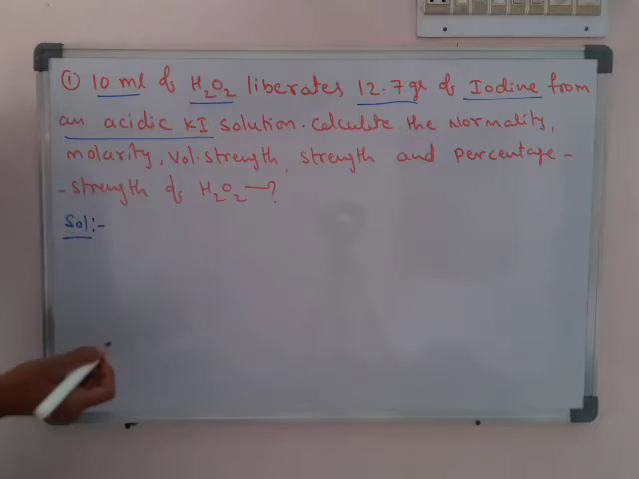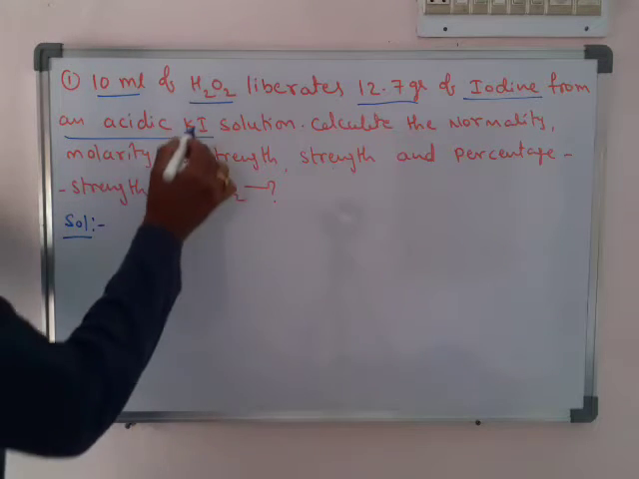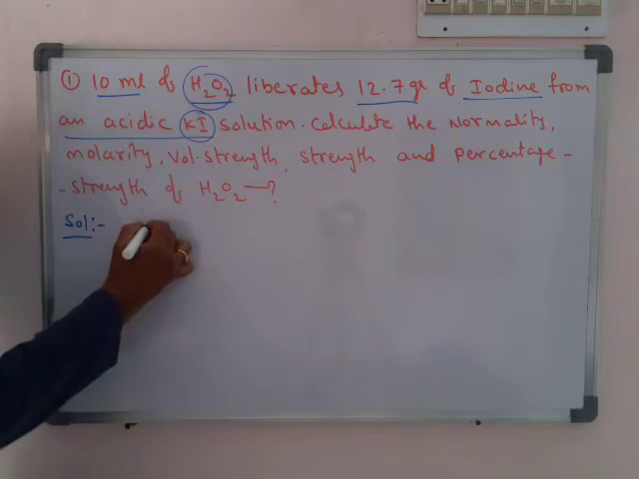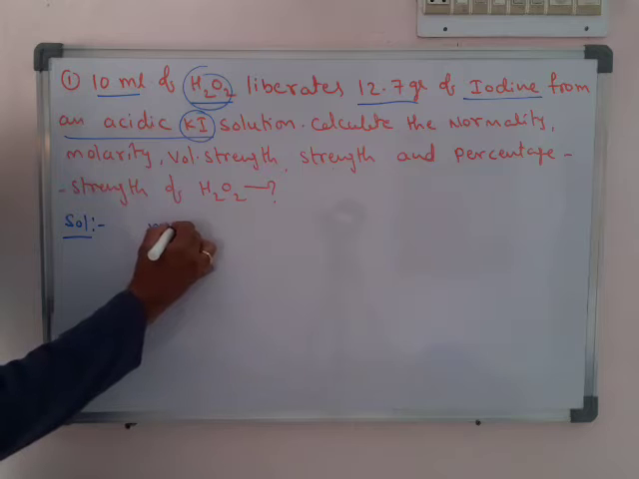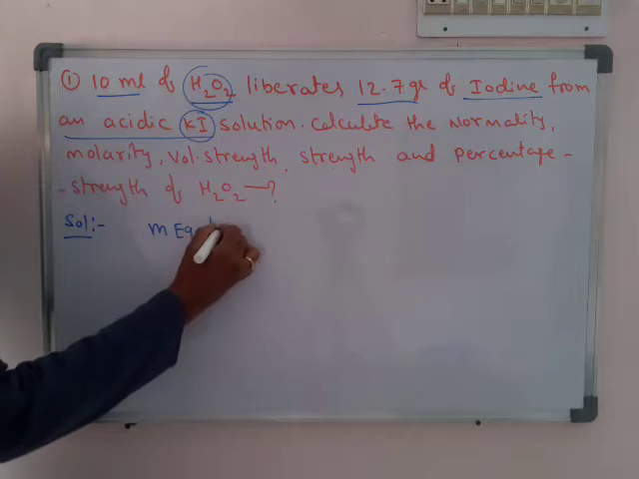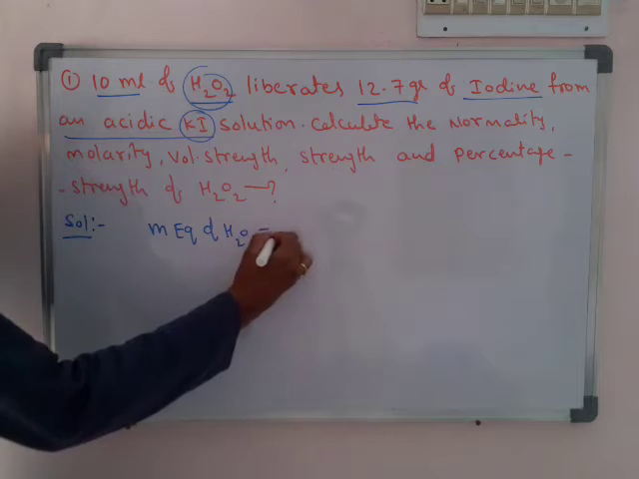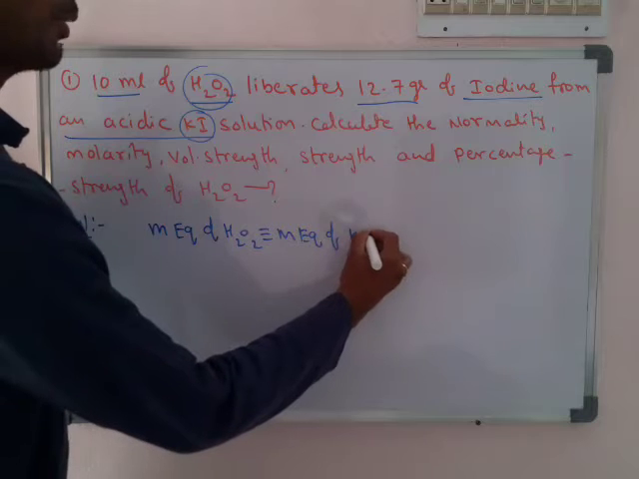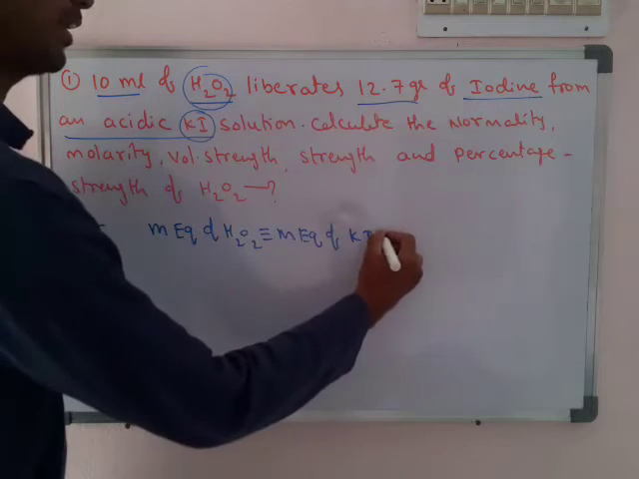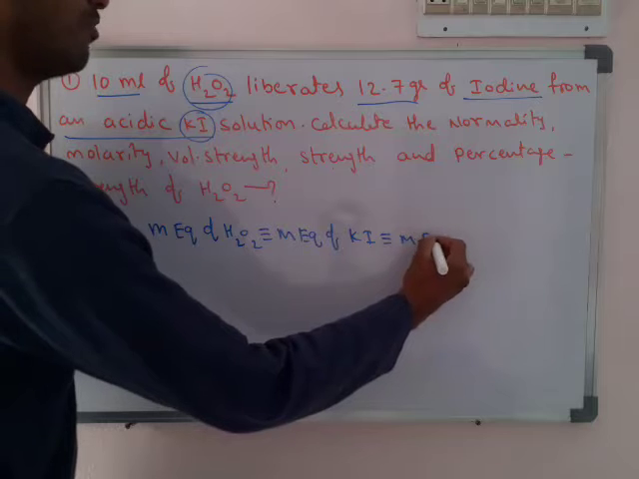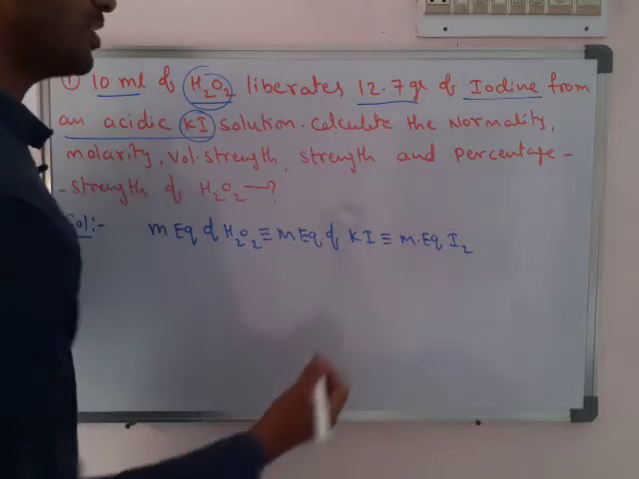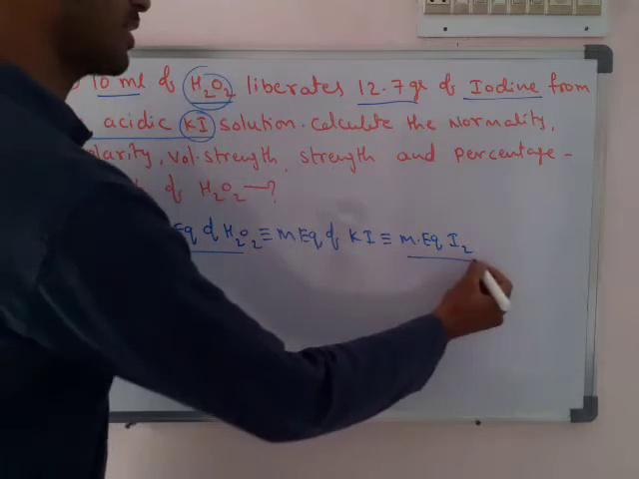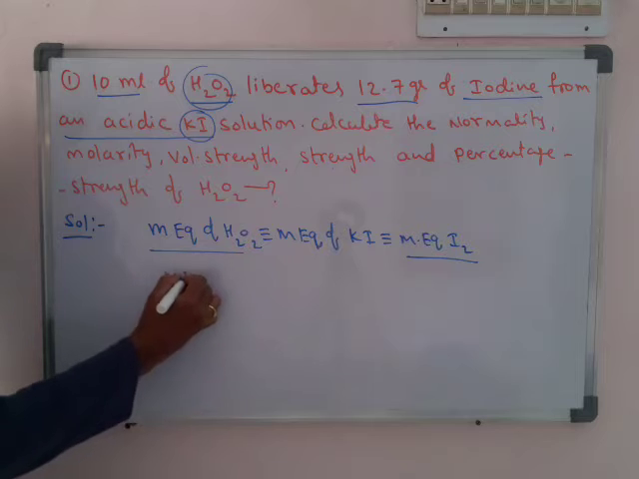See how to find the normality. The reaction is given, the reaction between hydrogen peroxide and potassium iodide. For the reactants, we can write milli equivalents of hydrogen peroxide is exactly equal to milli equivalents of potassium iodide. The product formed is iodine, so we can write milli equivalents of iodine. The given information is only about hydrogen peroxide and iodine, so we have to equalize those only.